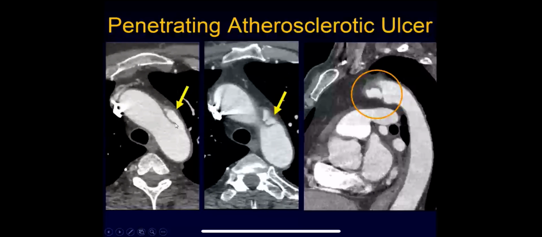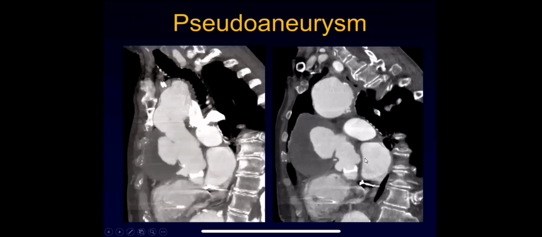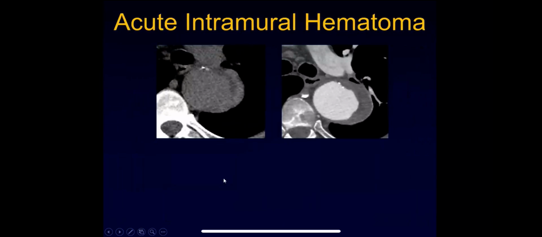Here we have contrast outpouching from the aortic arch with a small amount of surrounding thrombus. And this is a penetrating atherosclerotic ulcer. We can see the neck there. And here, the penetrating atherosclerotic ulcer led to a large pseudoaneurysm with thrombus. And this was treated surgically.